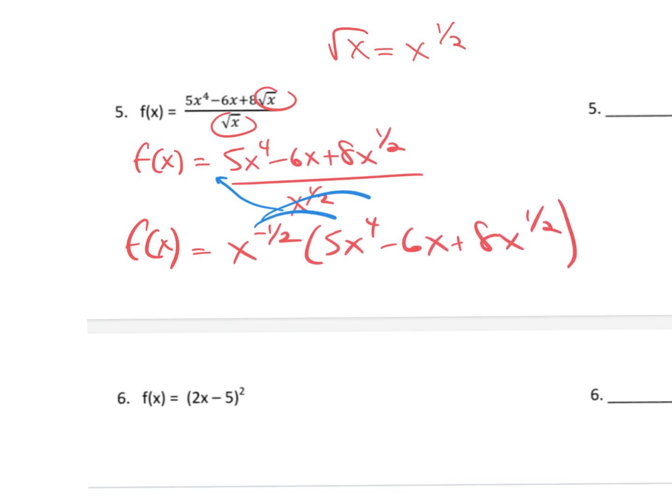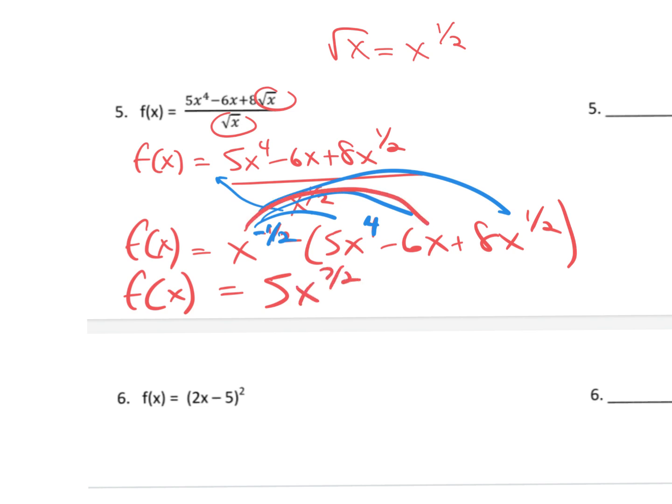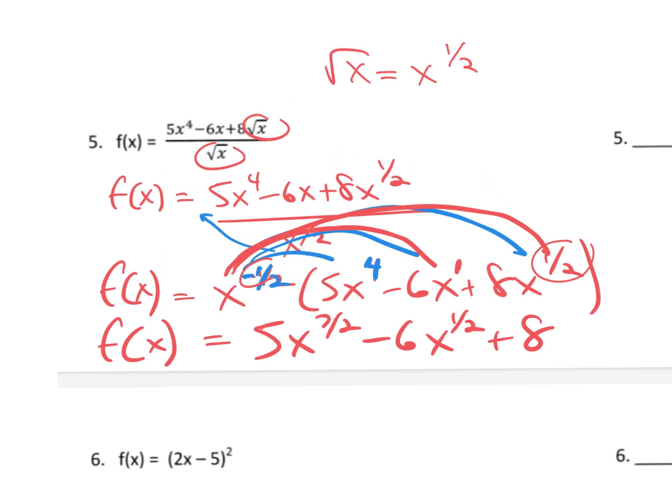Now we're going to carefully distribute. So f of x is equal to 5, and remember, you add the exponents. Do it on your calculator if you have to. Negative a half plus 4 is 3.5, so x to the 7 halves. X to the negative 1 half times negative 6x, remember it's 6x to the 1, is negative 6x to the positive 1 half. And then negative 1 half plus positive 1 half is 0, so it just disappears, so it's just 8. So that's another form of the original function.